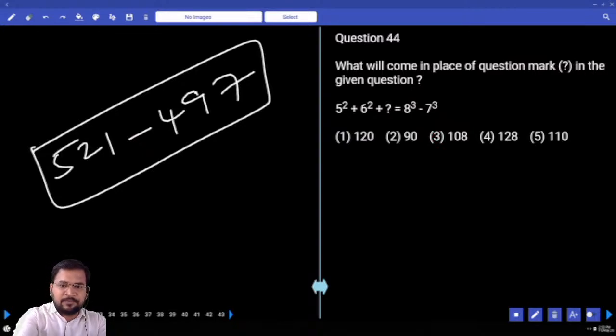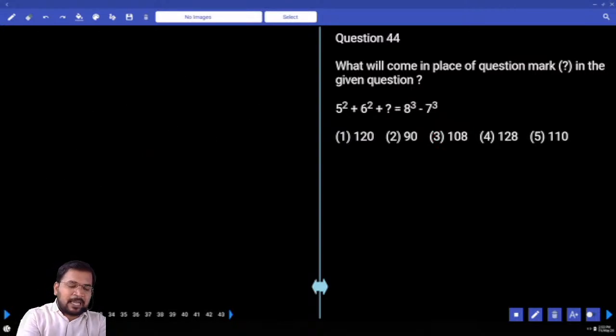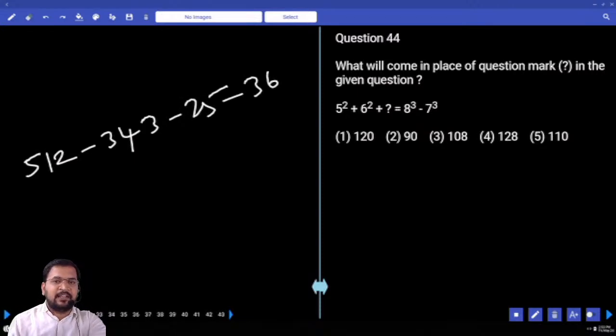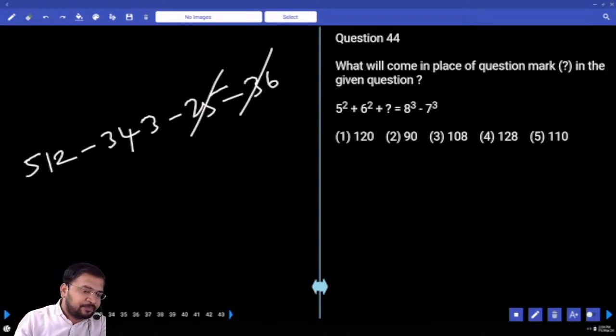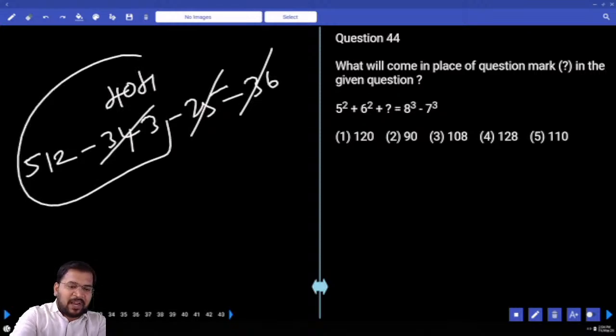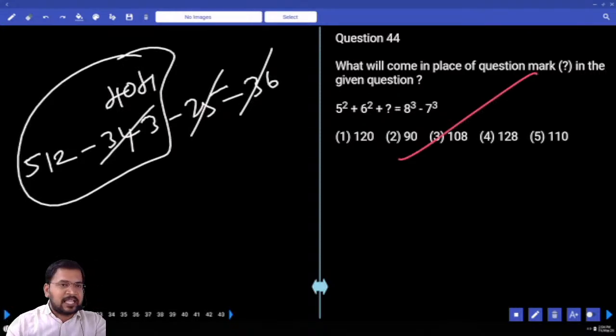5 square. First tell me 8 cube, 7 cube, 5 square, 6 square is equal to x. Are you clear, Nana? Now tell me. 36 plus 25 is 61, 343 plus 61 is 404, and 404 plus 512... Your answer is 108.